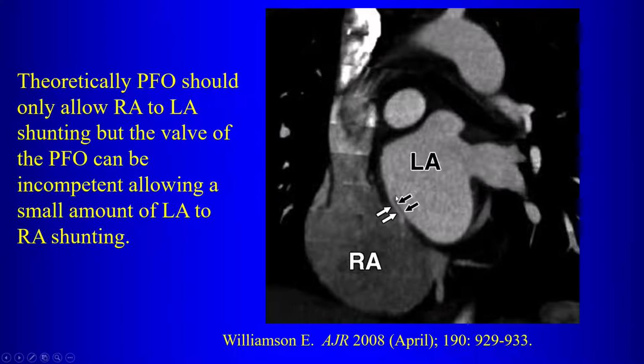So it turns out that like all valves in the body, this valve can be incompetent. So in reality, it allows a little bit of bidirectional flow, although that itself is not physiologically significant. What is significant is the association with paradoxical embolism, because just small clots on the left side of this circulation can be devastating if they lead to strokes.